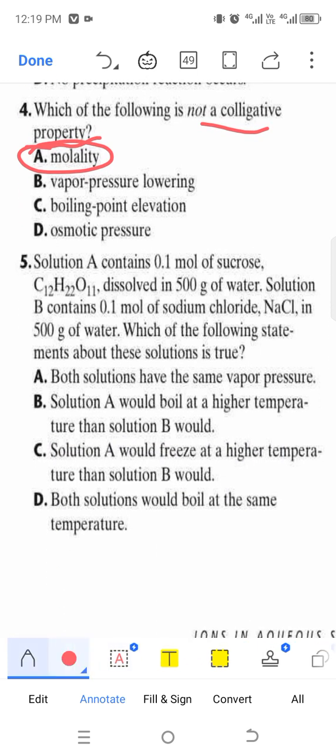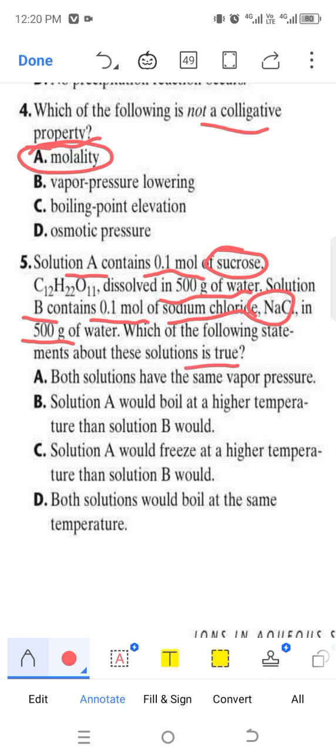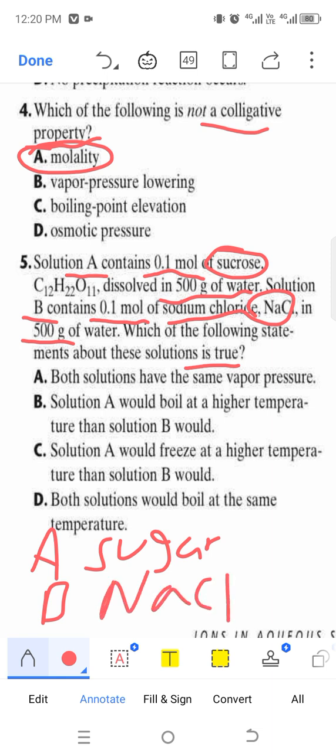Question number 5 states that we have two solutions, solution A and solution B. Solution A contains 0.1 molar of sugar, so these are the keywords, dissolved in 500 grams of water. Solution B contains the same moles, but a different solute, which is an electrolyte, with the same solvent. Which of the following statements about these solutions is true? So guys, solution A is sugar and solution B is NaCl. The concentrations are equal, the solvent is equal. So the only difference is that the ion factor of the sugar is 1 and that of the NaCl we can say is 2.